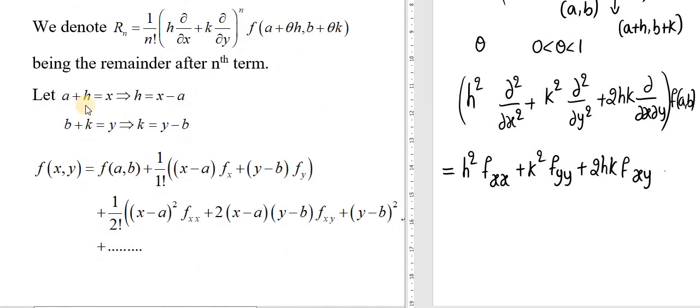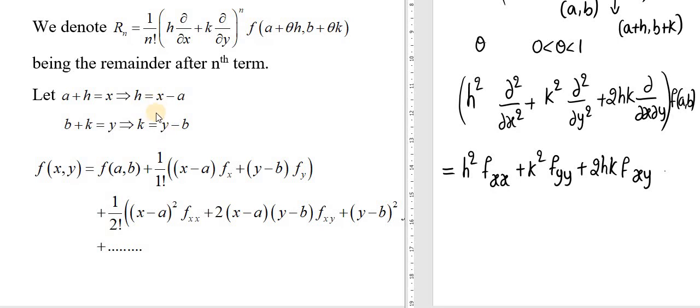Let a plus h equal to x. From this equation we can get h equal to x minus a. Again, b plus k equal to y. From this we can get k equal to y minus b. So now we have the values of h and k. The value of h is x minus a. The value of k is y minus b.